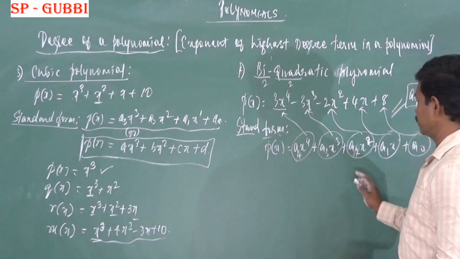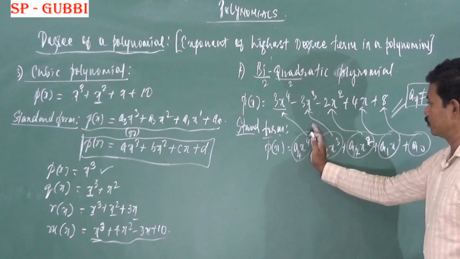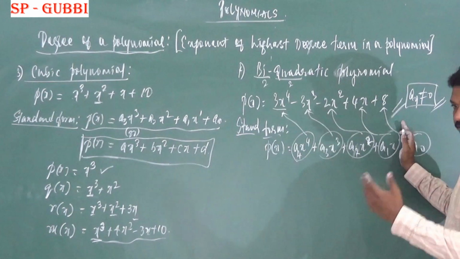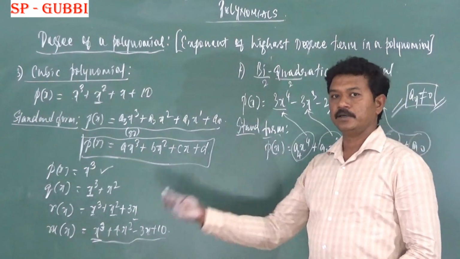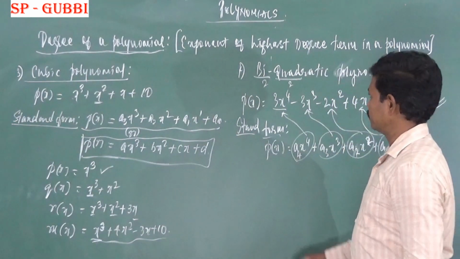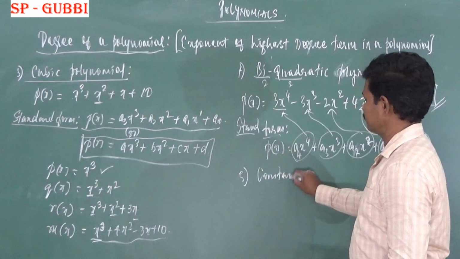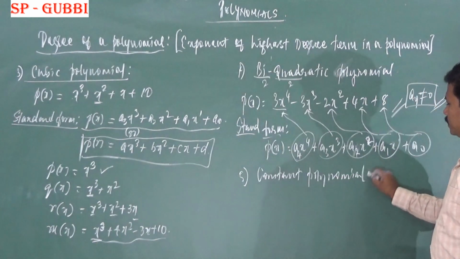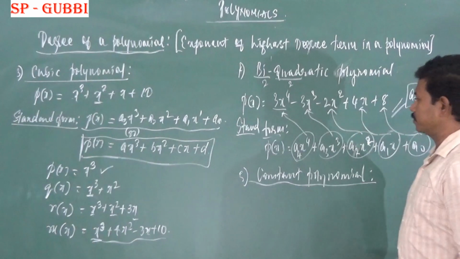A biquadratic polynomial can be a monomial, or a binomial, or a trinomial, or a polynomial with 4 terms, or a polynomial with 5 terms. This is the possibility. So let us go with another type, that is the constant polynomial. This is very, very important. Most of the problems you are going to come across this. What is a constant polynomial?